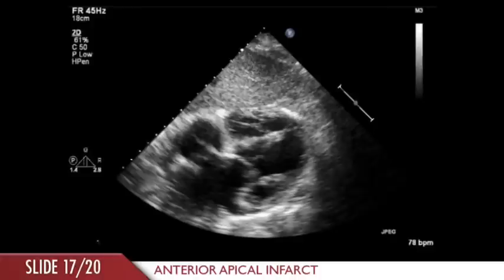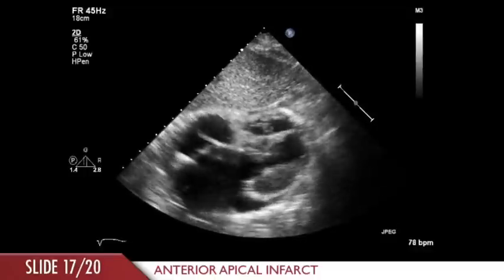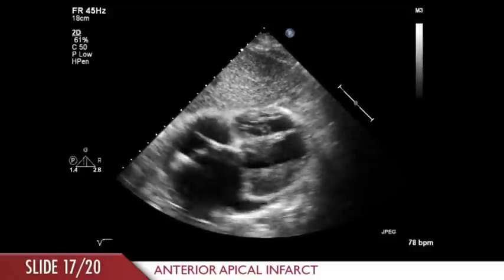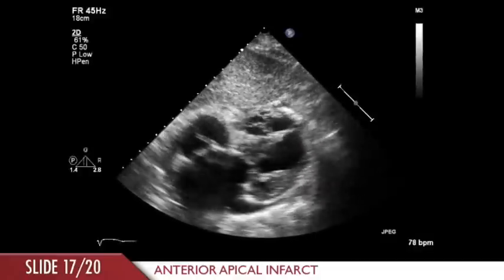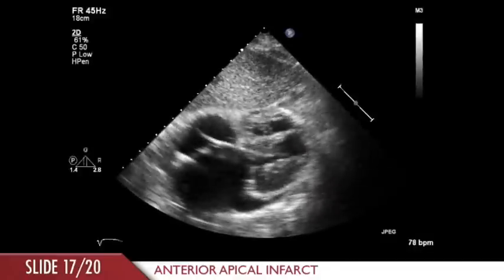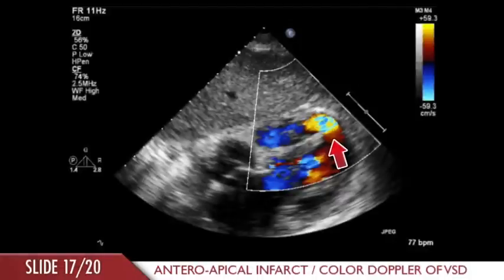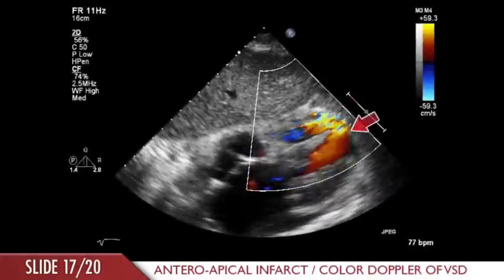These subcostal images were recorded in a patient with an anteroapical myocardial infarction 72 hours previously. In standard two-dimensional imaging, note the area of thinning and dilation at the apical septum. And with color Doppler, the easily visualized septal defect with exclusive left-to-right shunting.